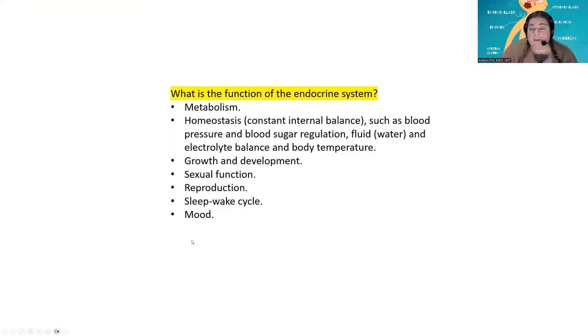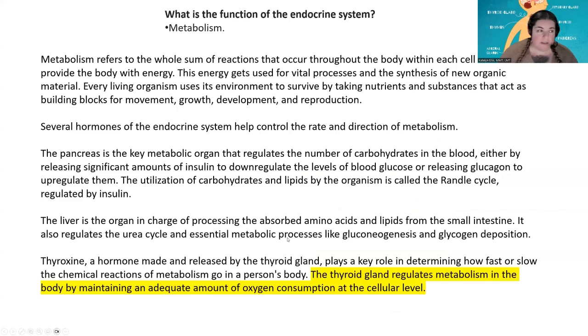So, what is the function of the endocrine system? All right, we've got some main ones that we are going to cover. There are 7 big ones. The first one is metabolism.